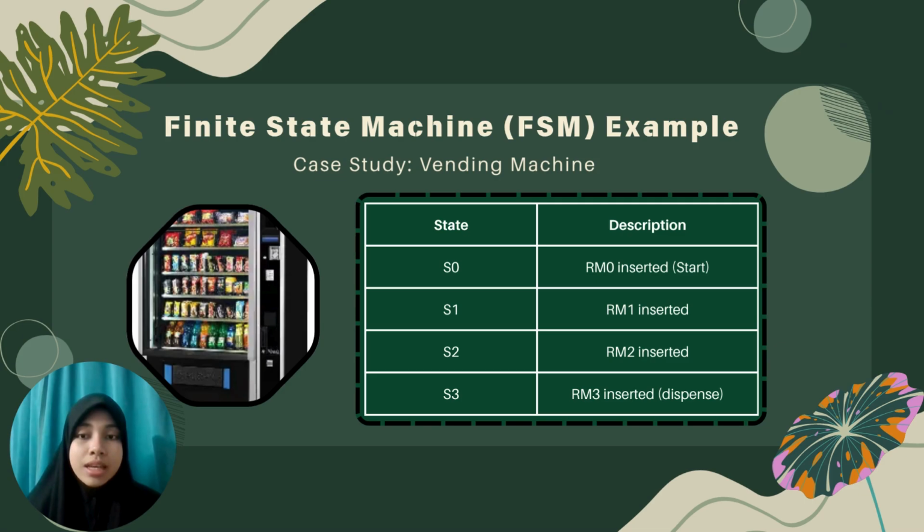If the user enters an invalid coin, input 0, the machine resets to S0. The machine continues to transition to the next state until 3 ringgit is collected.